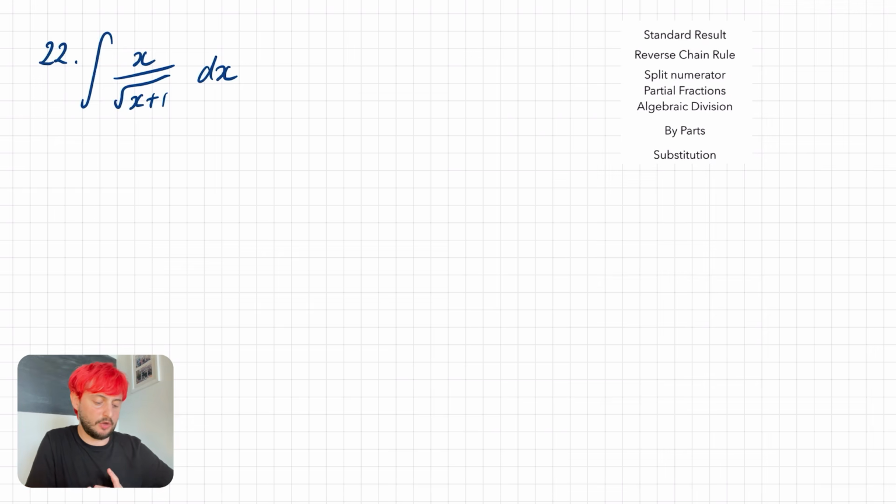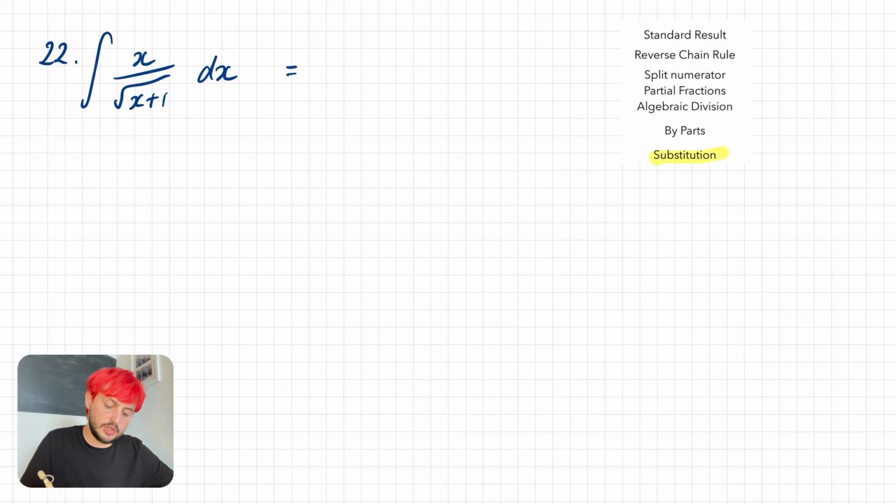So there's a couple of different options you could do for this one. I think you could manipulate it into a by parts kind of question, but actually I would probably lean towards doing a substitution for this. If you wanted to do by parts, you would rewrite it so that it was like an x plus 1 to the minus a half, and you could do by parts on that. But I'm going to try this as a substitution.